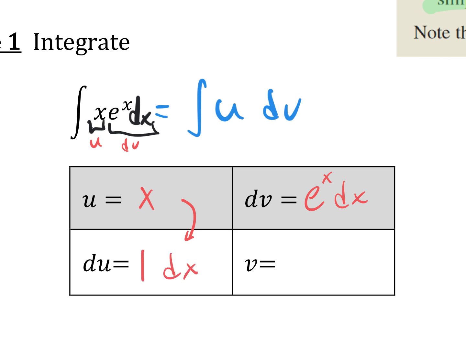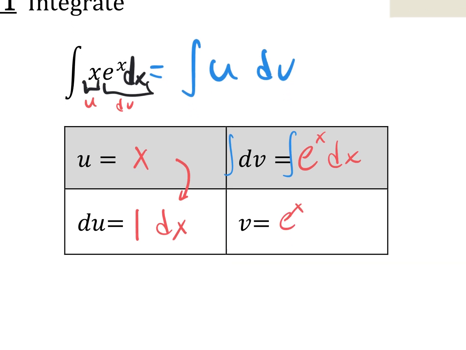and that'll be 1 dx. What's really going on here, by the way, is we're saying du dx is equal to 1, and then we can multiply this over there, and we can write it as du is 1 dx. Then we have dv. Well, if we integrate this, we can integrate that easily. And so integrating e to the x is e to the x.